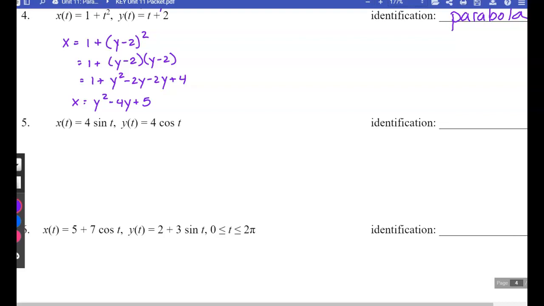Exactly, Madison. Wait, are we determining the shape based on the equation we substitute the first equation into? You're determining the shape based on what you get when you substitute t into the other equation, or what t is equal to into the other equation. So this is a parabola. That's why we identify this parametric as a parabola.